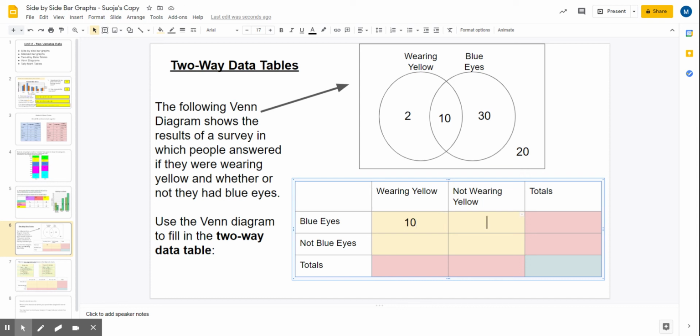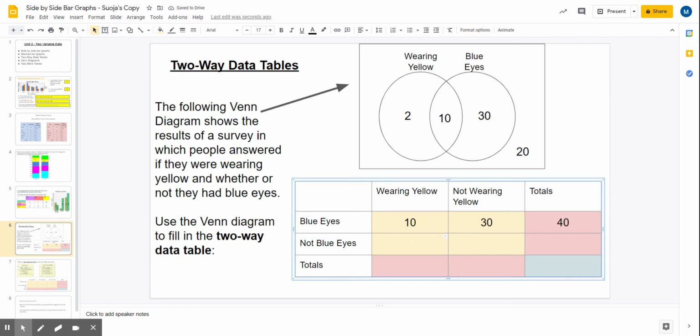All right, how about in this one, people not wearing yellow that have blue eyes? All right, so not wearing yellow, but have blue eyes. So it looks like it's going to be these 30 people right here, right? Because all of these people right here have blue eyes, but they're not wearing yellow. All right, so that is 40 people.